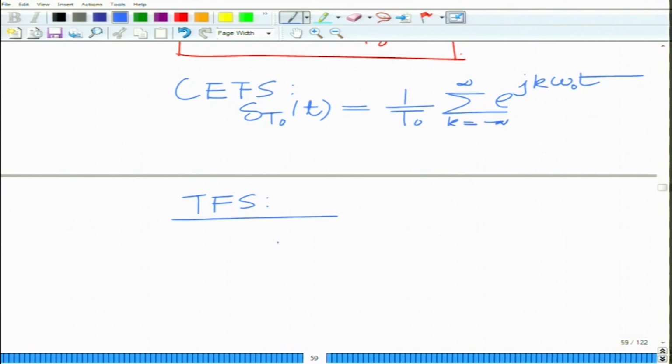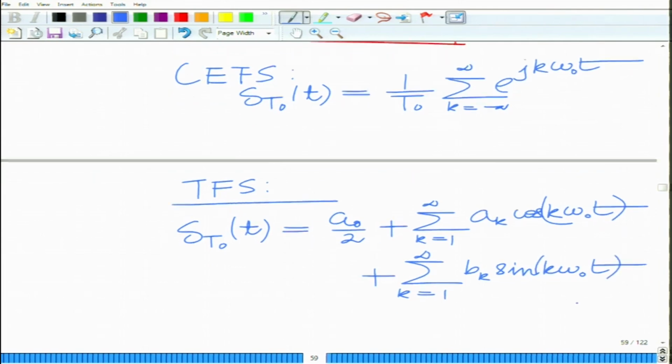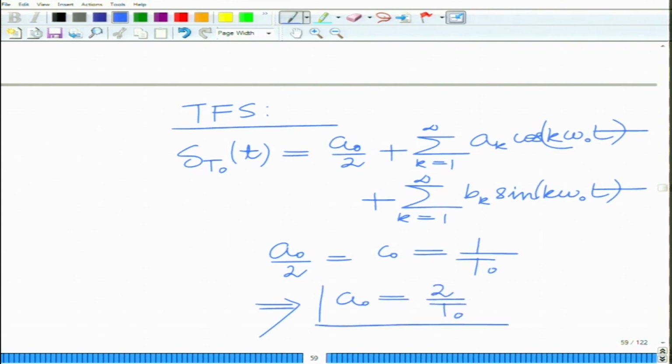The TFS is given in a straightforward fashion. Remember, delta T naught of t, I can write this as a naught over 2 plus summation k equals 1 to infinity a k cosine k omega naught t plus summation k equals 1 to infinity b k sin k omega naught t. Now, a naught by 2 equals C naught, which is basically, remember, C naught is k equal to 0, that is 1 over T naught, because all Ck are 1 over T naught, which implies a naught equals 2 over T naught.